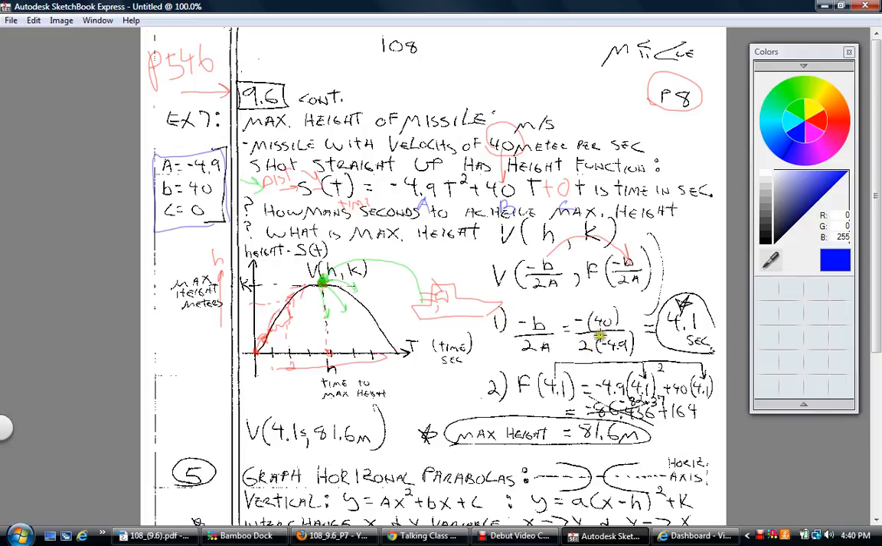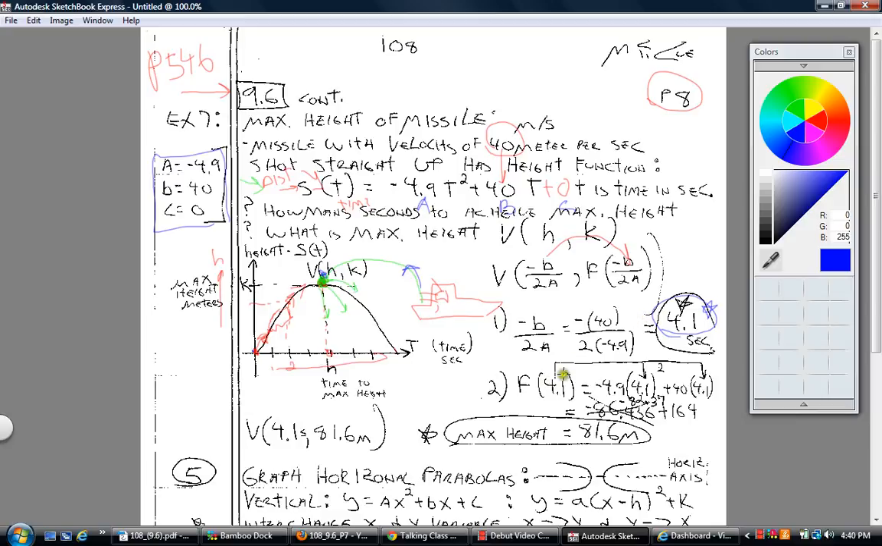Negative 40 divided by 2 times negative 4.9. Answer: 4.1 seconds. Okay, so when I launched that missile, we got only 4.1 seconds to figure out all these calculations, launch our missile, pick this intercept point, and give enough time for our missile to make it there. Okay, not a whole lot of time. Now the question would be, what will that height be?